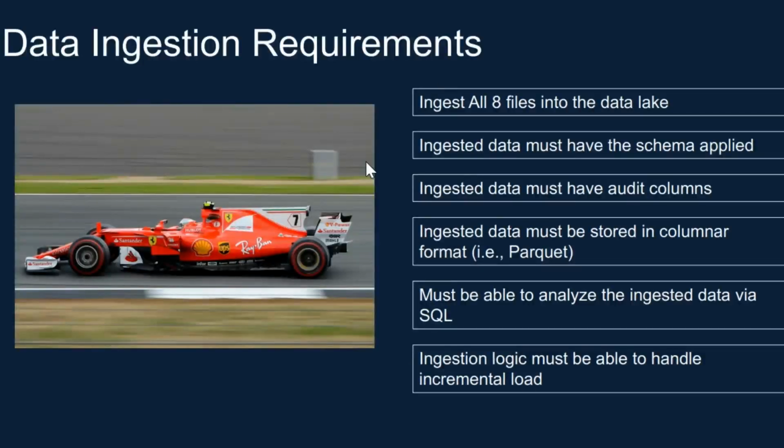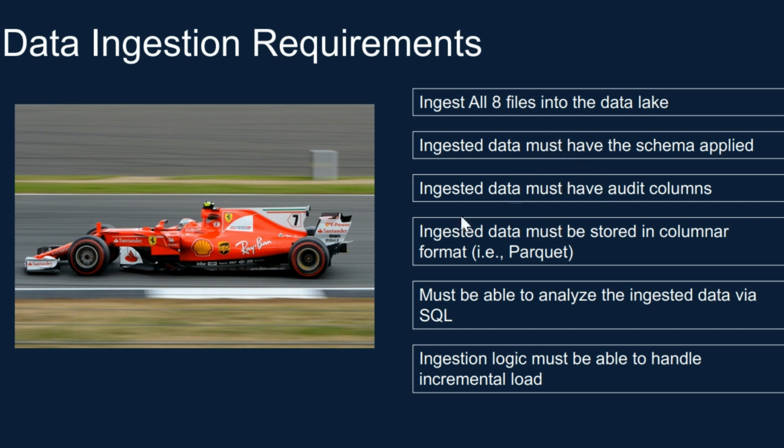Okay. So here are the following requirements for ingesting the data. These are the steps that we need to follow. The first one is ingest all 8 files into the data lake. So we want to ingest all of the data files into our process container. Next, ingested data must have the schema applied. So we should apply the right schema to the data, including the column names and data types.